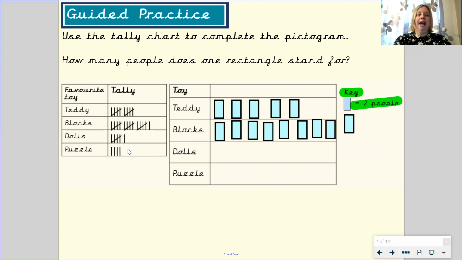Let's look at dolls. How many people chose dolls? 5 and 1 more makes 6. So I can show this using rectangles. 2, 4, 6. Did you draw that on your pictogram? And finally, let's have a look at puzzles. 1, 2, 3, 4. So I've got to represent 4. Counting twos with me. 2, 4. So now I've completed my pictogram.